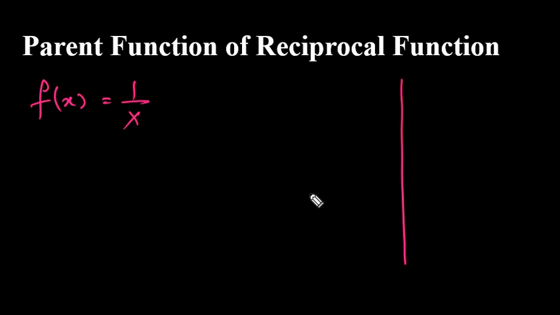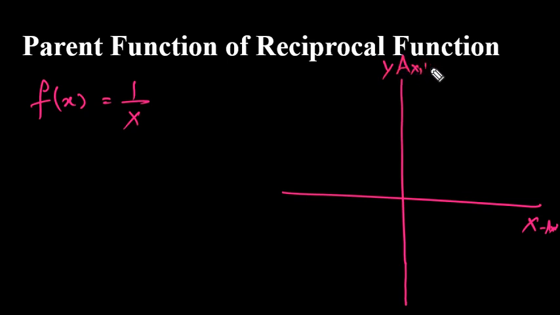The graph of this will look like this. This is your x-axis and this is your y-axis. The graph will be like this. So you need to remember the shape of the reciprocal function.